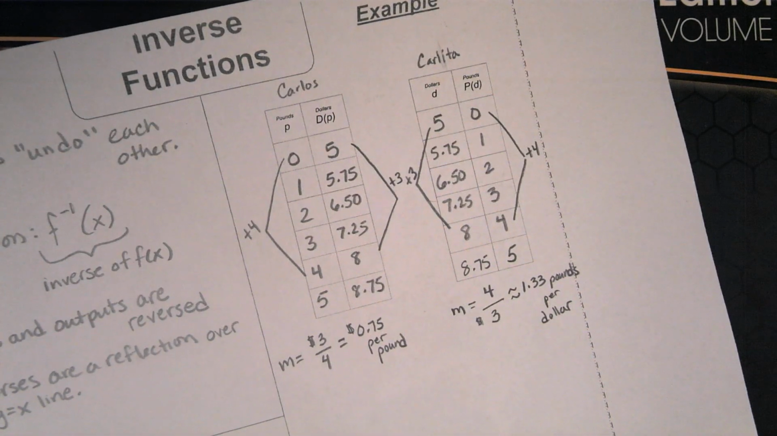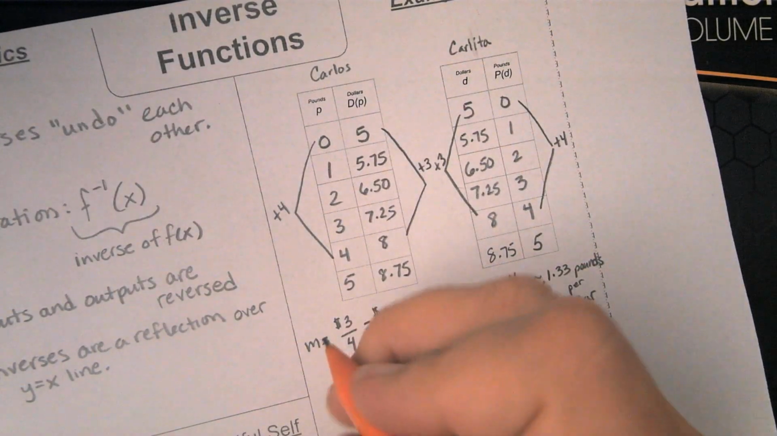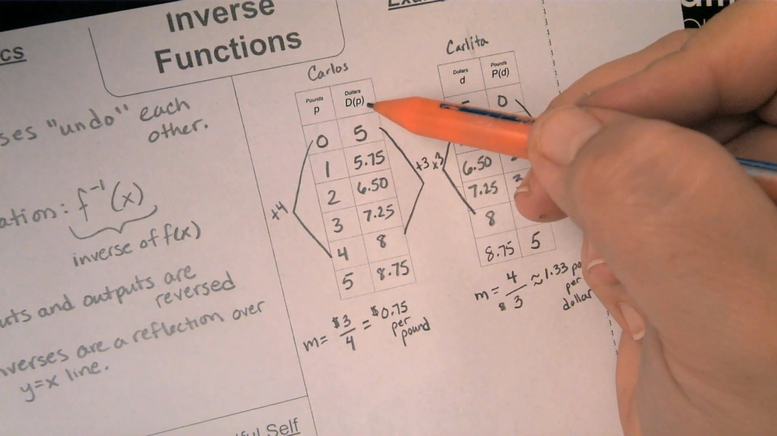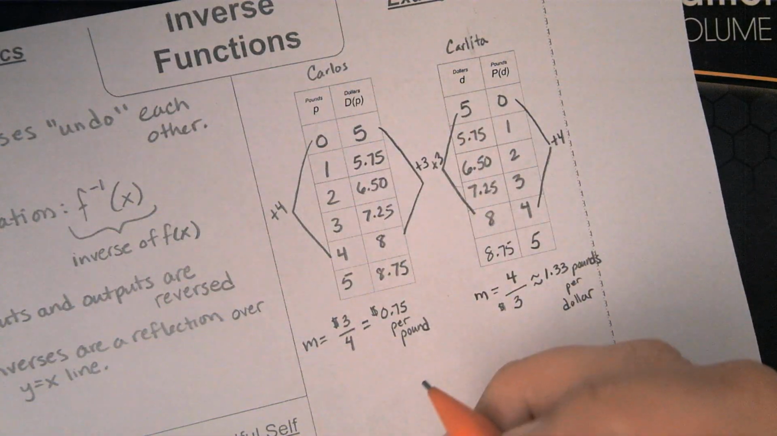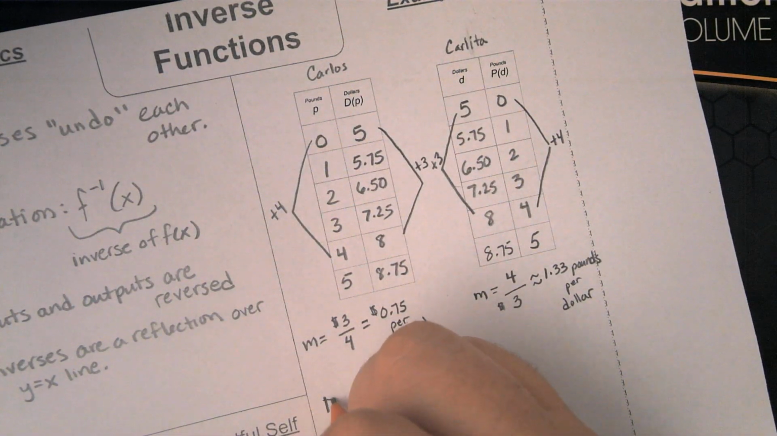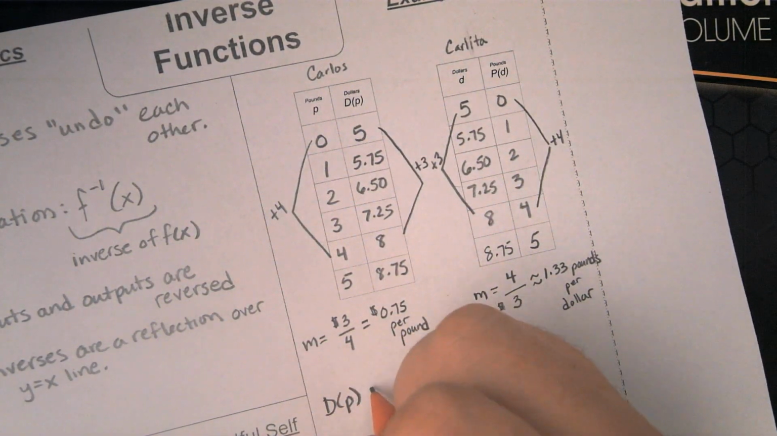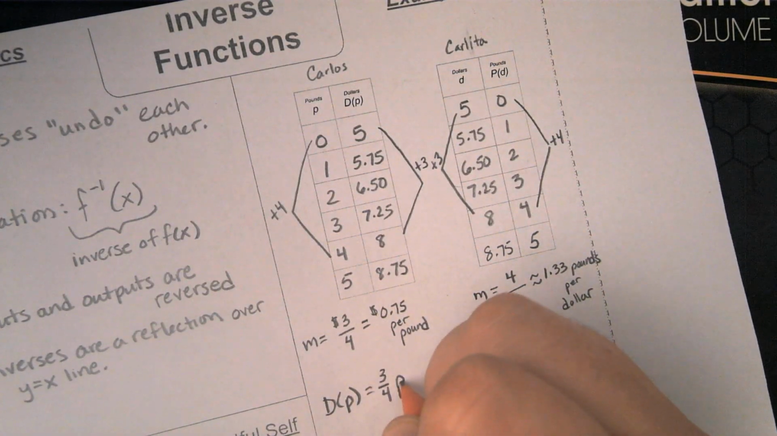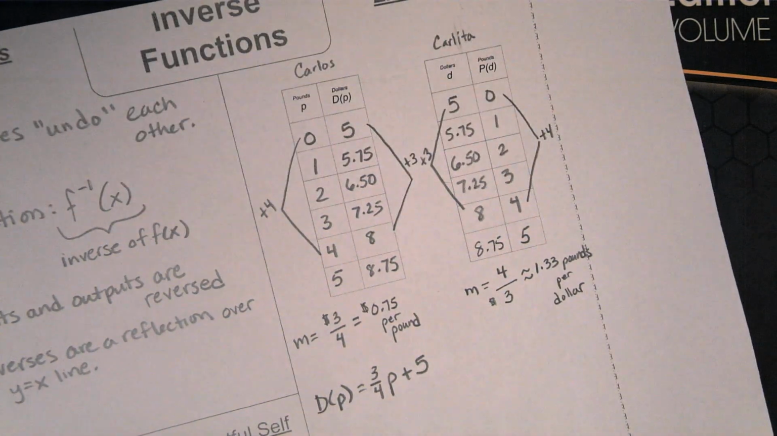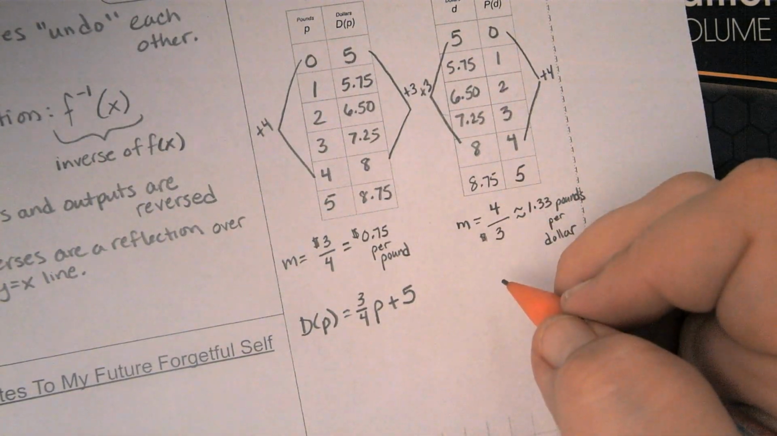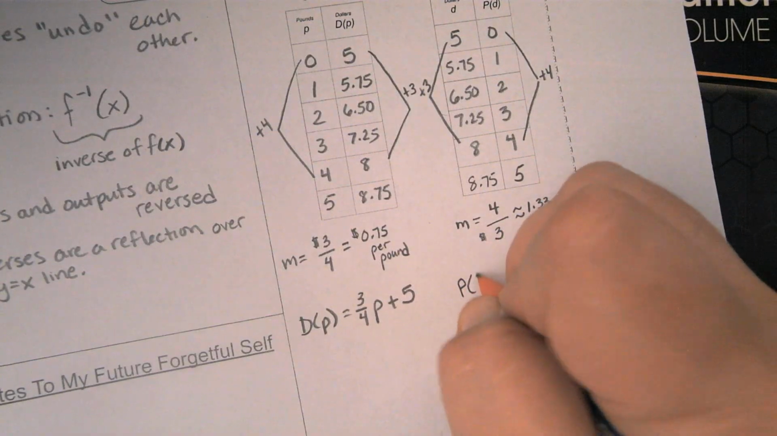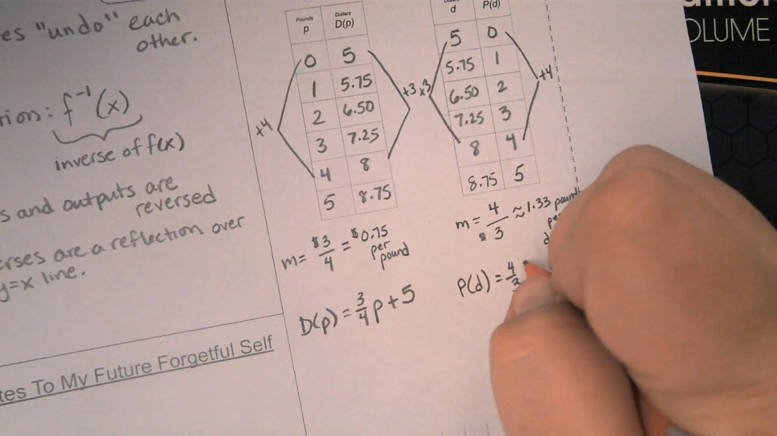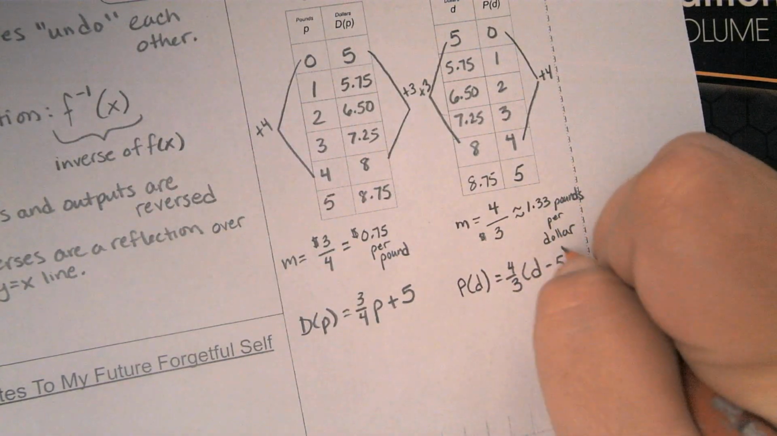All right, then we wrote our equation. So for this one, I'm going to use D of P up here, even though we were using C of P on the other one, just because that's what's on the table here. D of P was equal to our slope, which was 3/4, times P plus 5. And for our Carlita, it was P of D equals 4/3 times D minus 5, all in parentheses.